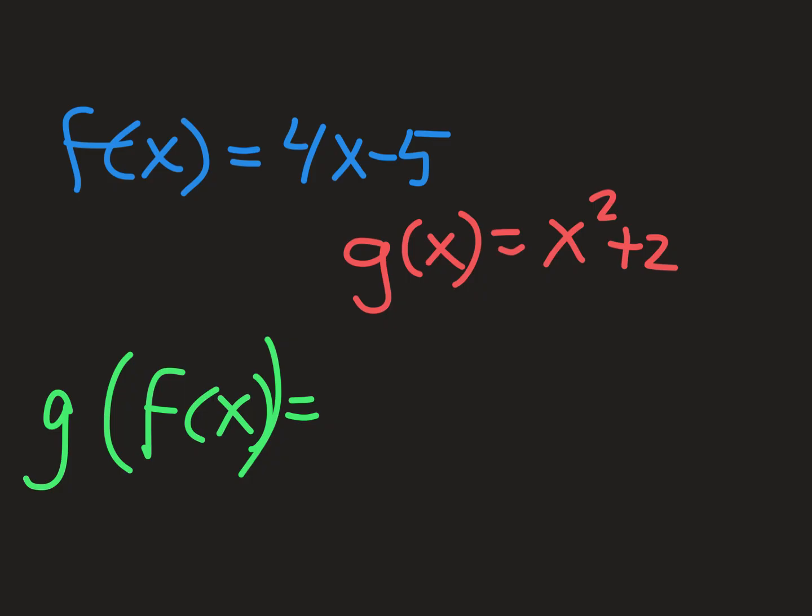So start on the inside. You know what f of x is. So you just cross it off and put what it is. And then you make the G alligator eat the F alligator.